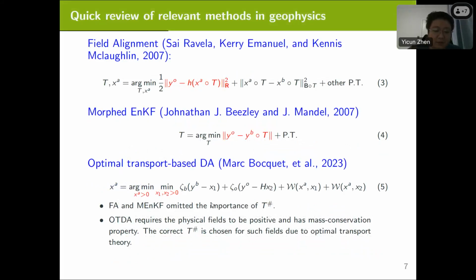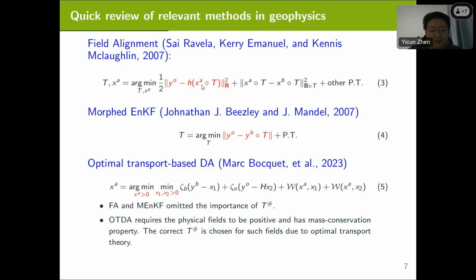There are already some methods in geophysics, for example field alignment. Basically, they want to find a displacement map T and the analyzed state XA based on this cost function. The first term compares the observed state Y and the adjusted analysis state, and they want this to be as small as possible.